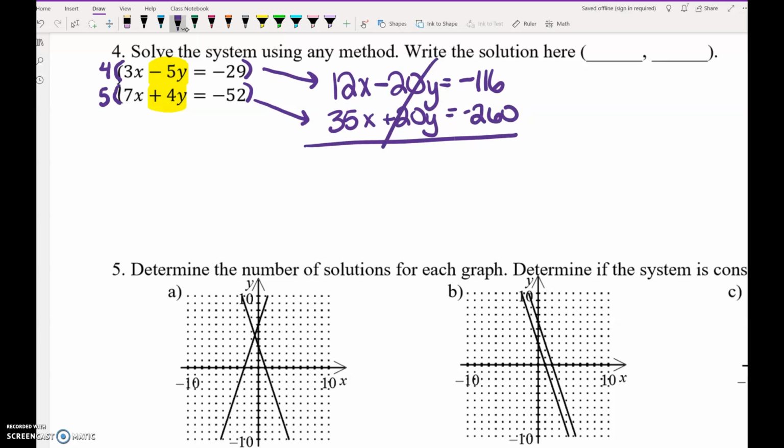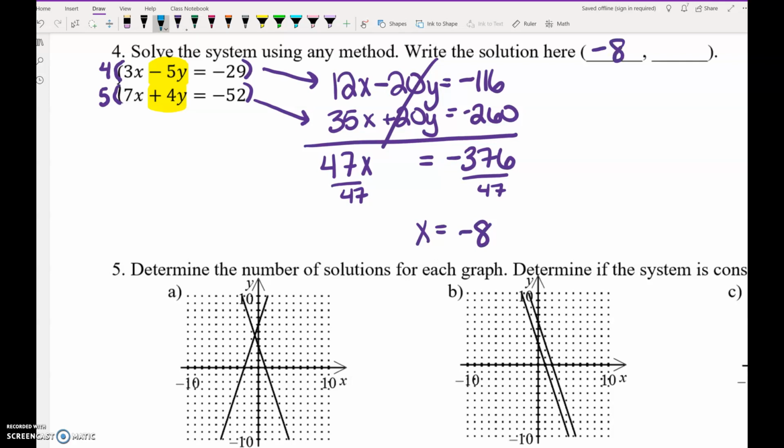The y's cancel. 12 and 35 is 47x equals negative 376. If you were doing this one on your own, did you think that you'd done it wrong because these numbers are so big? Yeah, trust yourself. You're better at this than you think. X equals negative 8.